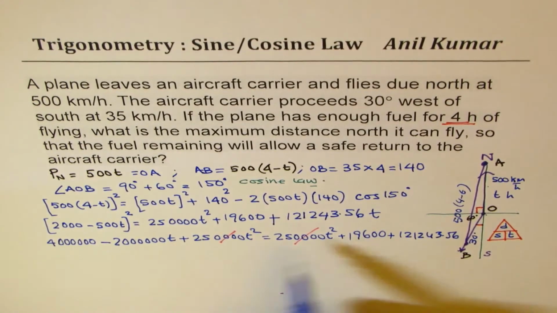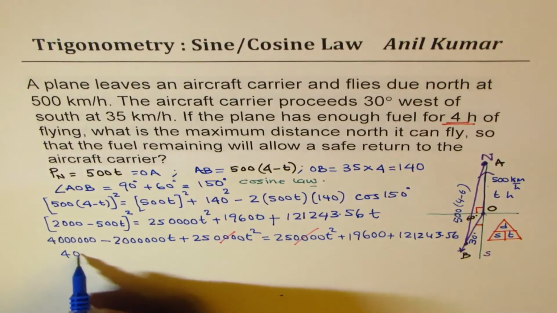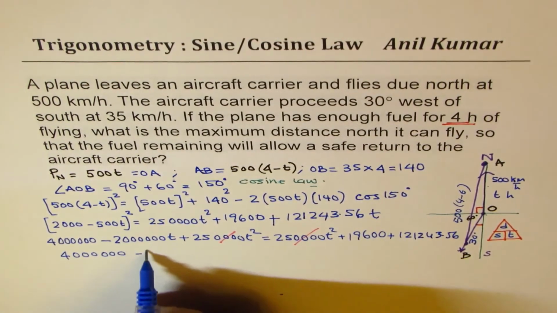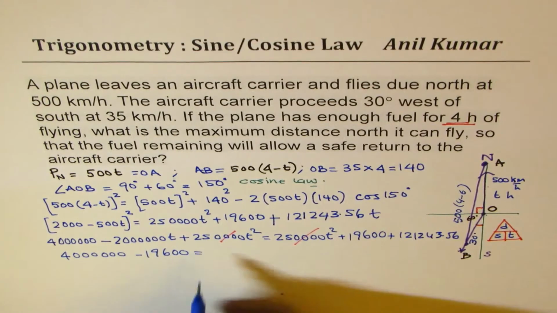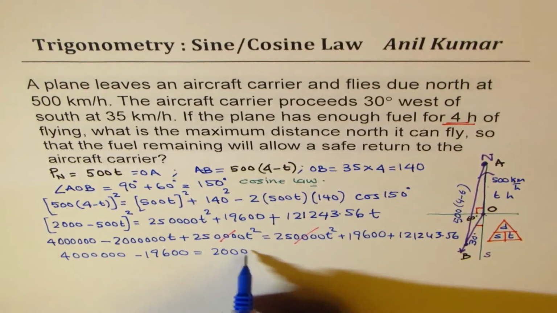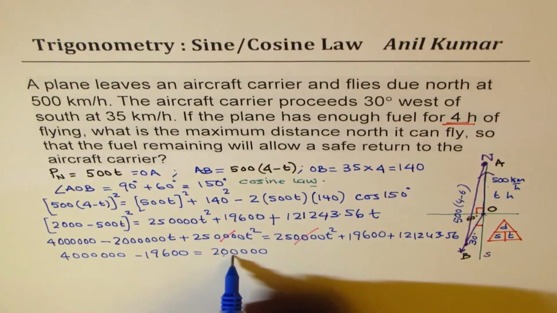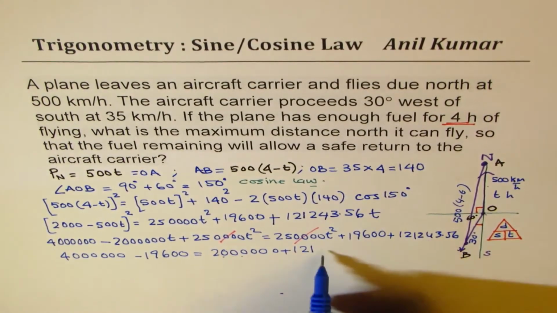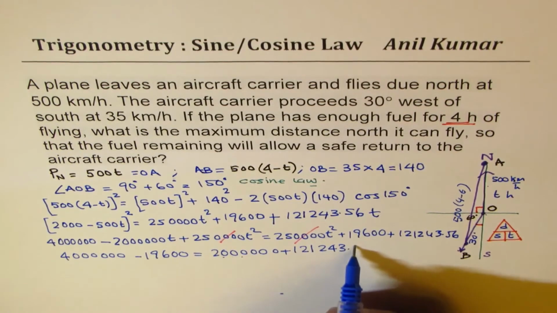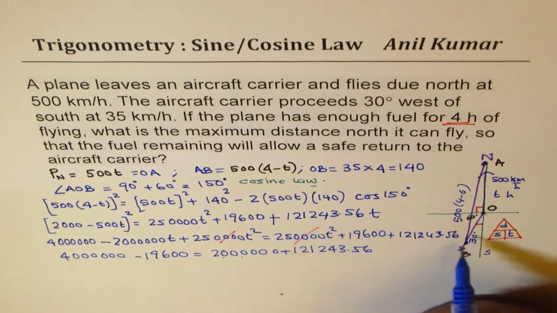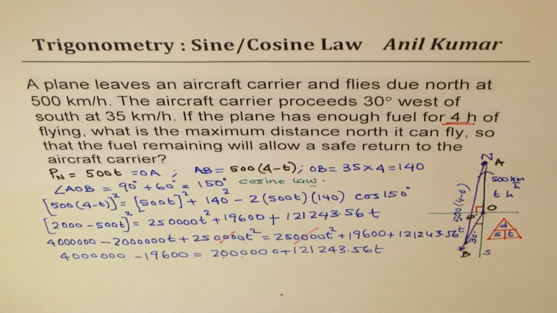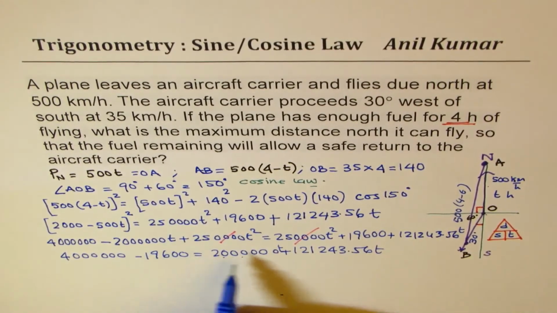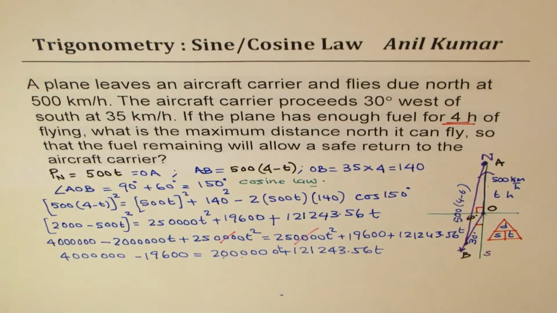So let's bring the constants together. So we have 4 million minus 19600 equals to 2 million t plus 121,243.56 t. Well, this is with t. So these are the terms with t.